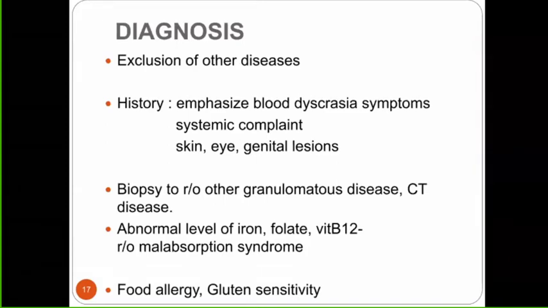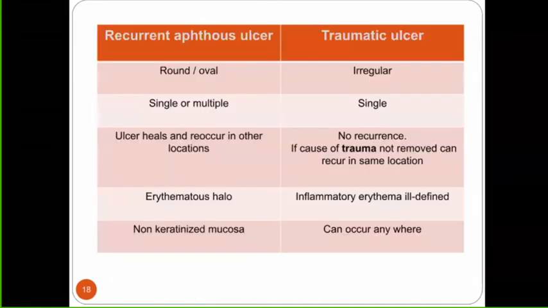You can also ask the patient to have their iron, folate and vitamin B12 checked, because we know nutritional deficiency is one of the major causes of aphthous ulcers, so even this can be ruled out. And any allergy or gluten sensitivity, which may also have caused the eruption of ulcers. So this can be used for investigation purposes.